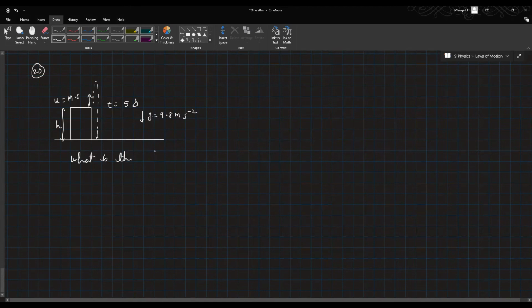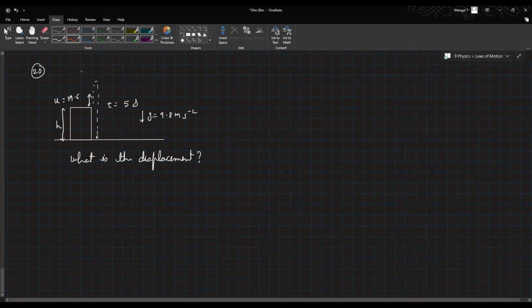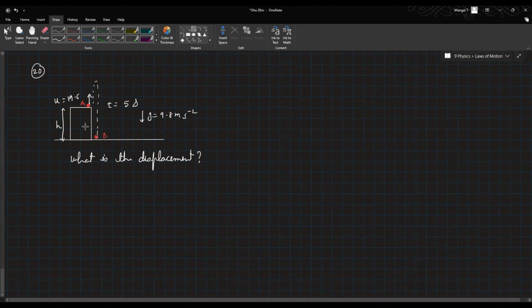You have to ask yourself two things. Where was the ball initially and where was the final position of the ball? So this is the initial position of the ball. Let me call it A. And this is the final position of the ball, that is B, on the ground. Therefore, the displacement of the ball is AB, which is also the height of the tower. Even if the ball goes up and comes down, that is negated because the starting and the final position are the same.